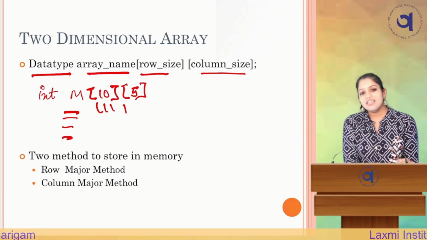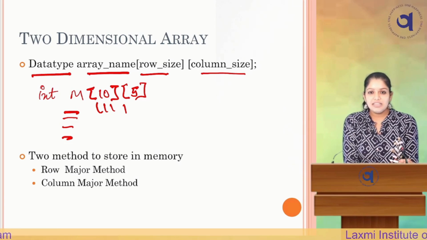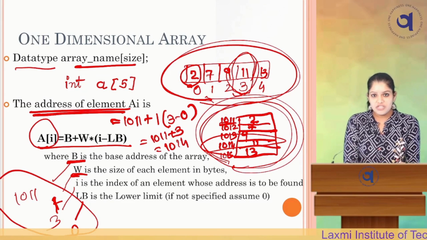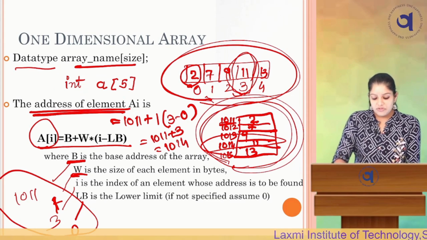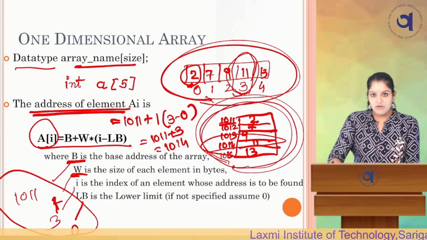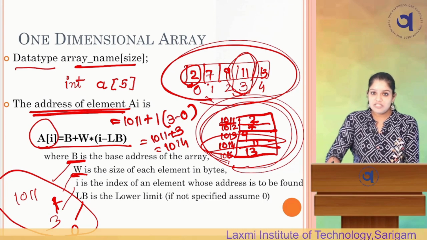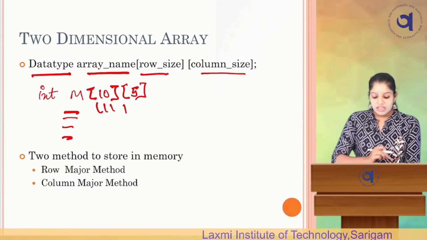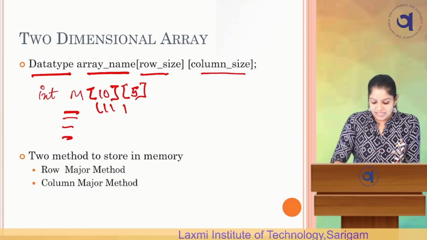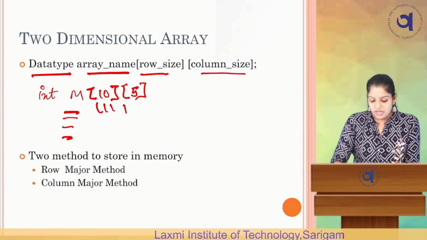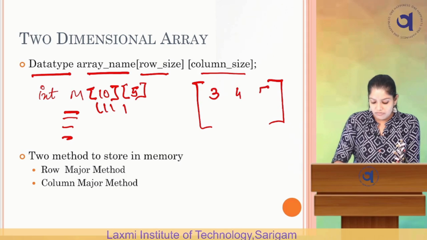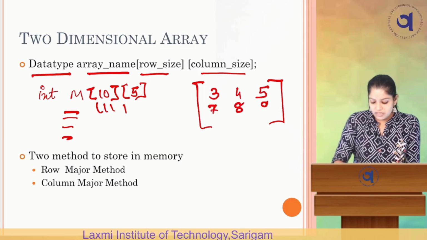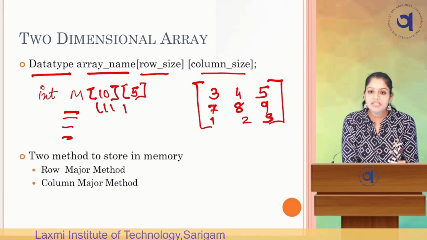Now, you might face this question. If I have a 1 dimension array, it is easy, as you know it is stored in a sequence: the first element is stored at 1011 location, the second element at 1012 location, and so on. Now, in this matrix, let me take a 3 by 3 matrix, with values 3, 4, 5, 7, 8, 9 and 1, 2, 3.